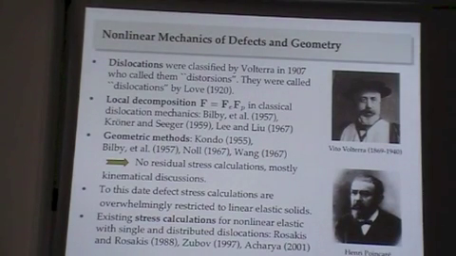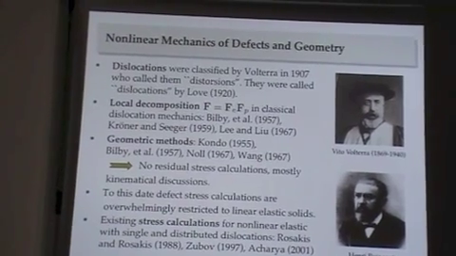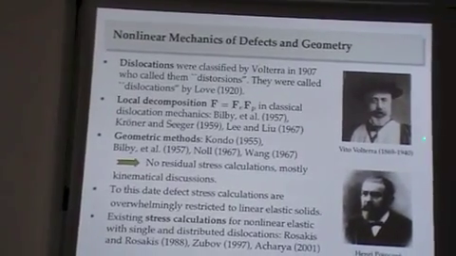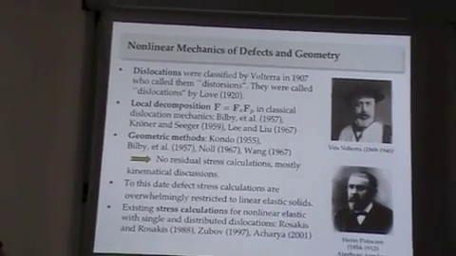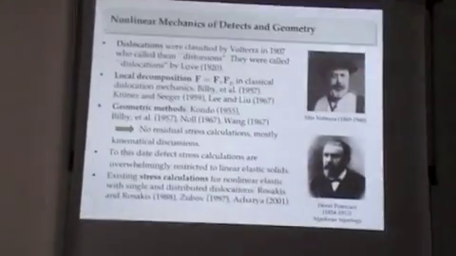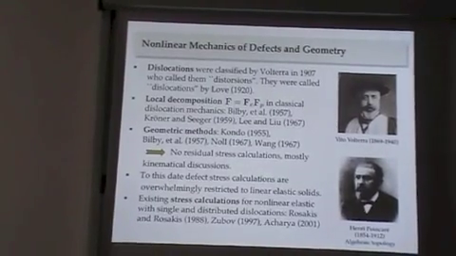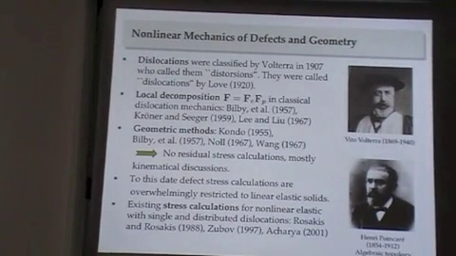But anytime you talk about residual stresses, we should mention defects. So, dislocations were classified by Volterra, a great Italian mathematician. So he talked about dislocations at least 20 or 30 years before anyone was able to see them experimentally. So he called them distortions, and what we call dislocations were called dislocations by Love, a mathematician in the UK. So let me just quickly mention things about defects.